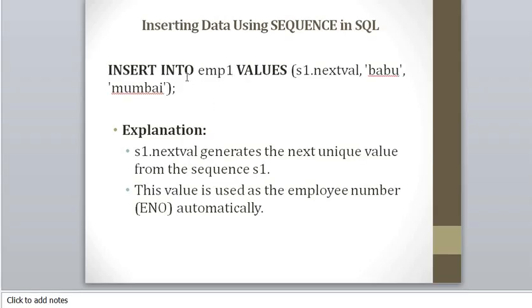We can also use the sequence to insert new rows into the table. See, in this example, we are inserting new rows in the table employee 1. We can see the first column, that is S1 dot next value. This is the sequence value. We are going to insert the sequence value in the table rows. I'll show you practically how to insert new rows using a sequence and how to update the table rows.